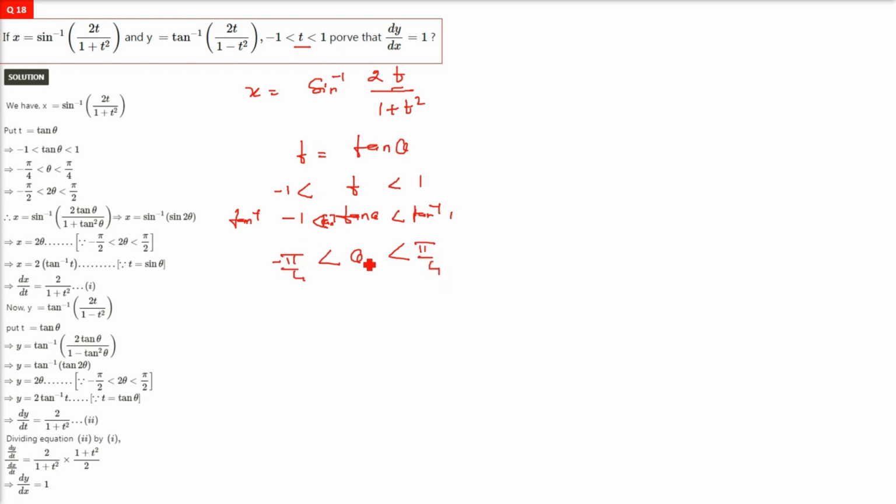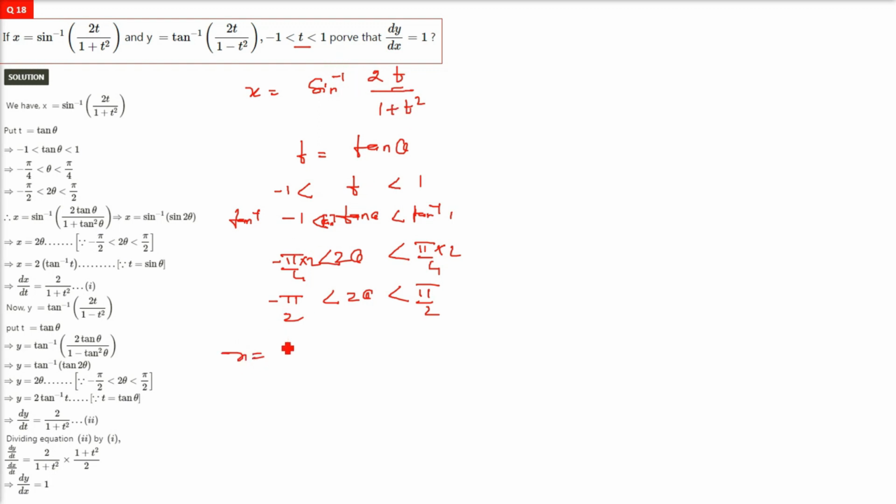And now you need 2 theta. Why do you need 2 theta? Because we have already seen that it is going to come like that. I'll just show you. I'm multiplying everything by 2. So what do you get? You have minus pi by 2 less than 2 theta less than pi by 2. And there is no problem with this. Negative pi by 2 to pi by 2 is in our range.